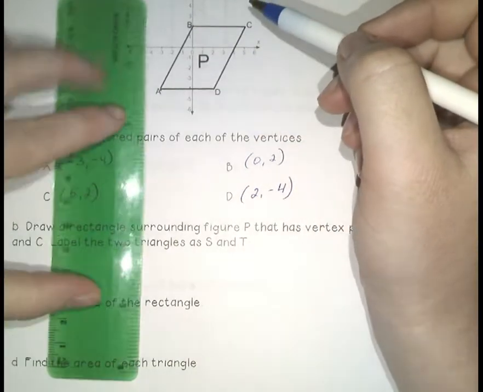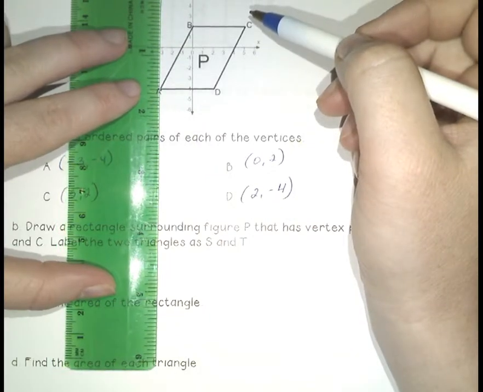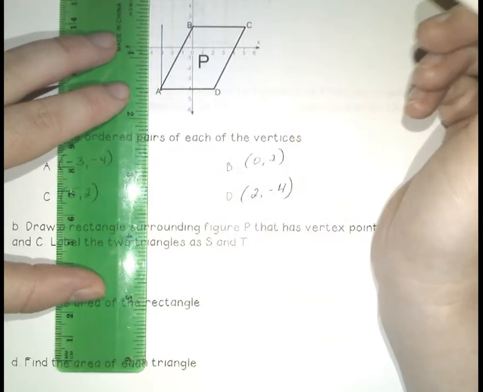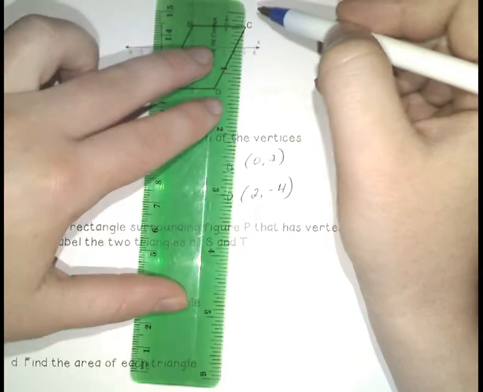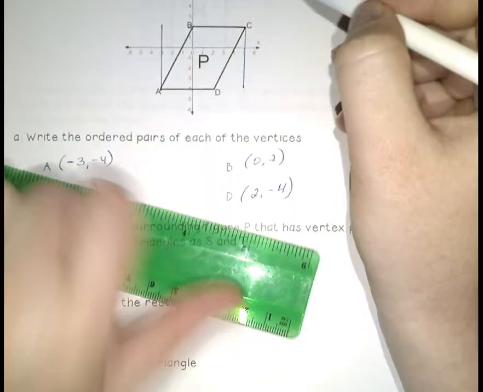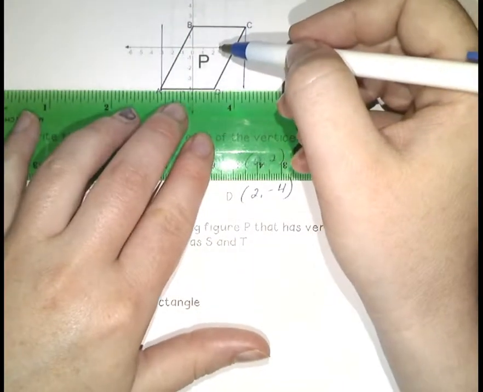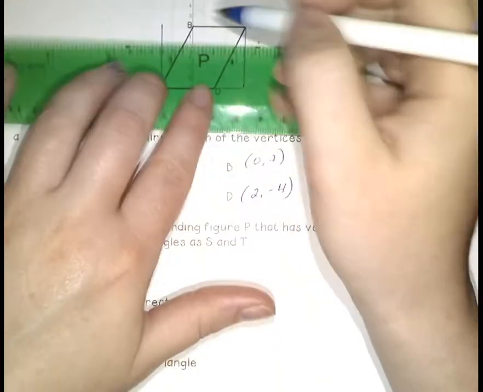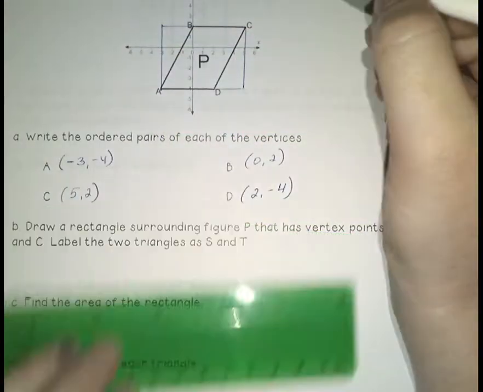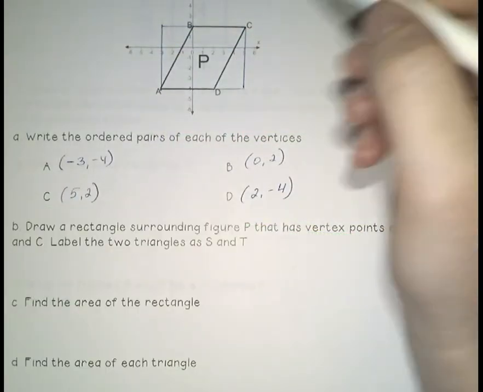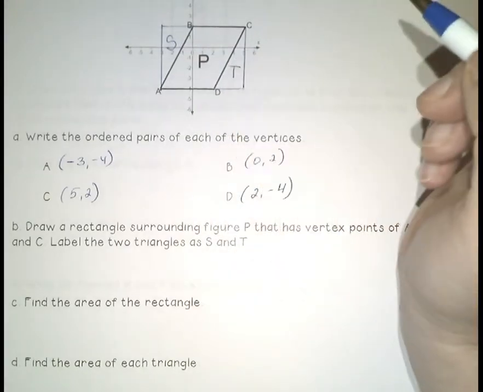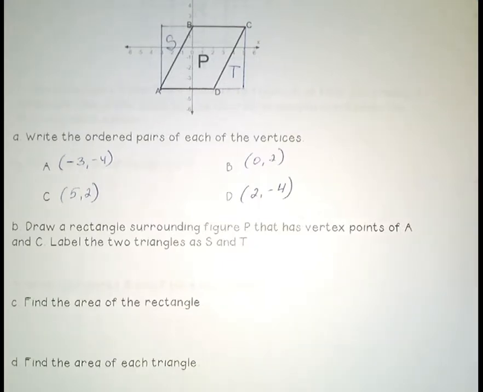So I'm going to take the ruler and draw a straight line going up from point A, and a straight line going down from point C, and I'm going to just connect the sides. Okay, and we have two triangles, S and T. Okay, so we did that part B.